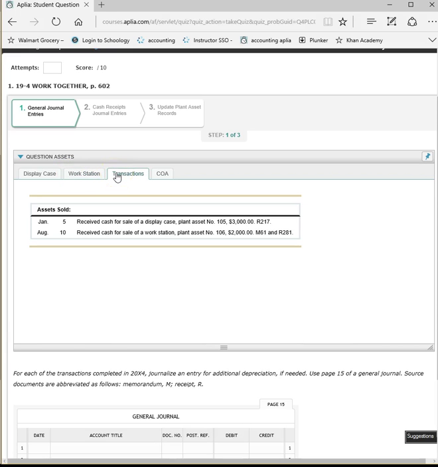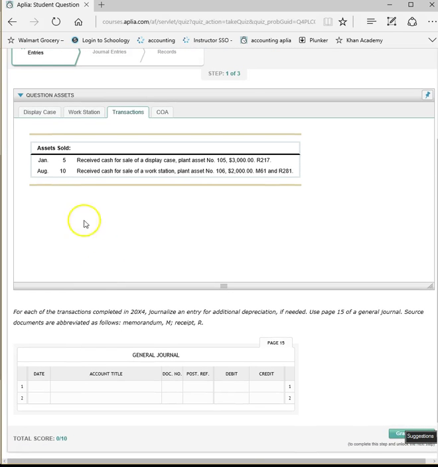These are the items that we filled out on the previous Work Together. If I look, I have some transactions. January 5th, I don't need any more accumulated depreciation expense, because January 5th rolls back to the 1st of January, and we calculated the depreciation for the display case for all of the previous year. So we're cool with that one. This one, though, is August 10th. I need to figure out how much depreciation occurred during the year just between January and July. Remember, this rolls back to August 1st, so we don't have to account for it.